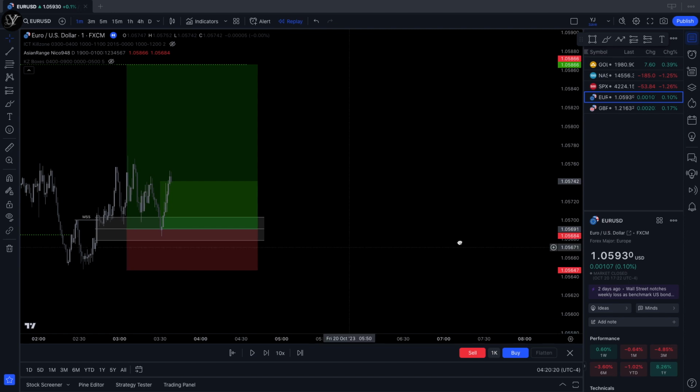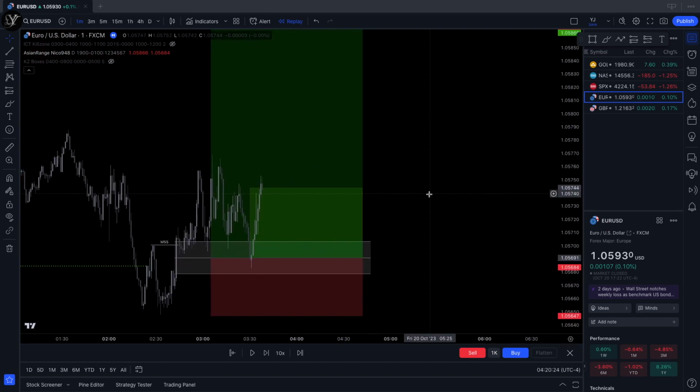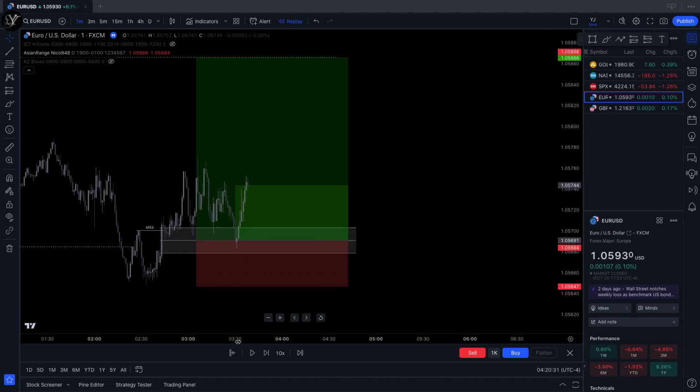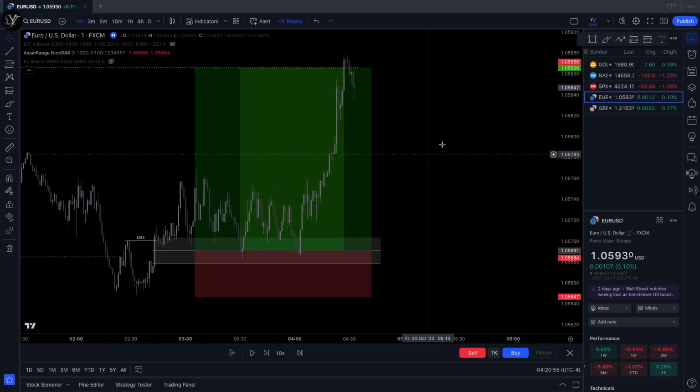As you can see right here, price has just tapped into our 50% order block. And from here, price should continue all the way to the upside towards our take profit. And there we go. As you guys can see, price hit our take profit, which was our buy side liquidity.